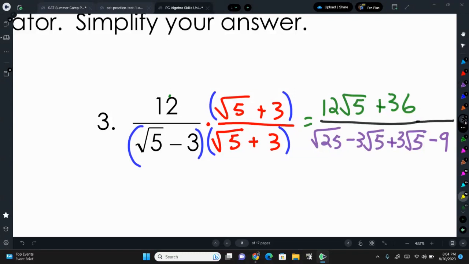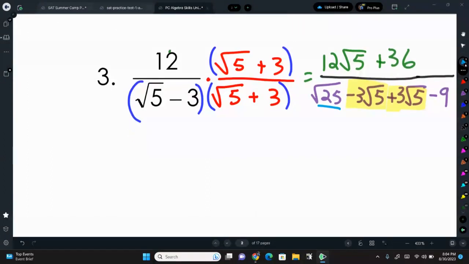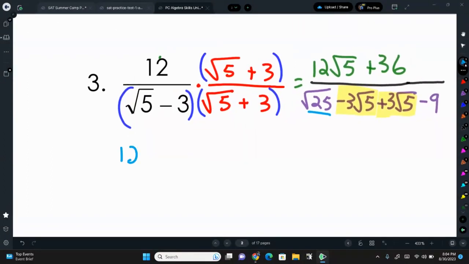So you see right here, negative 3 square root of 5 and positive 3 times the square root of 5 would cancel. Well, the square root of 25 is 5. So if we start rewriting this, 5 minus 9.